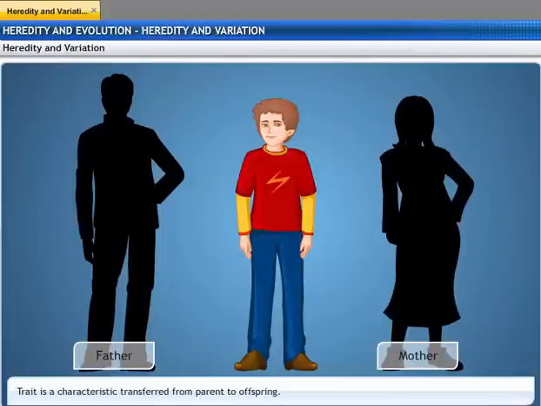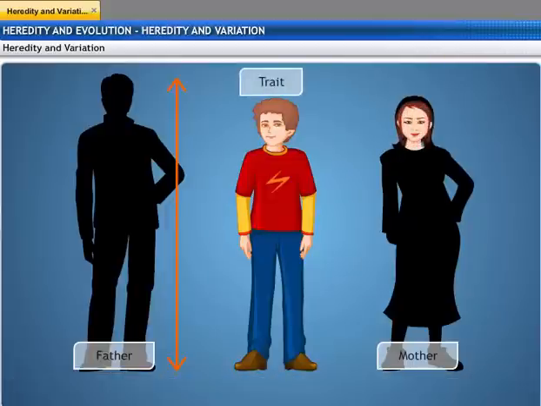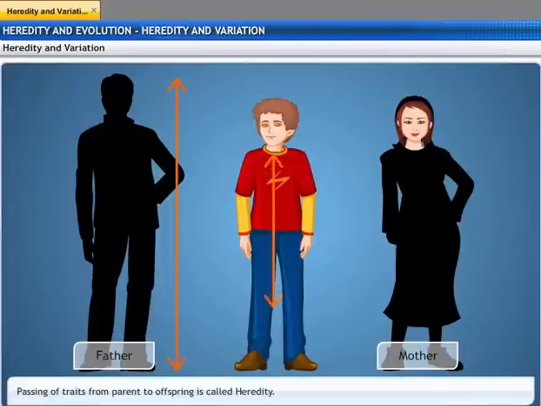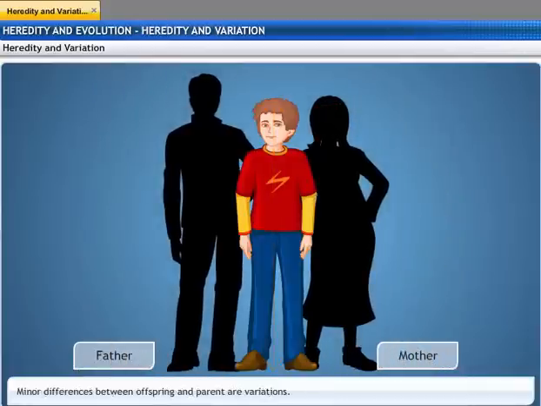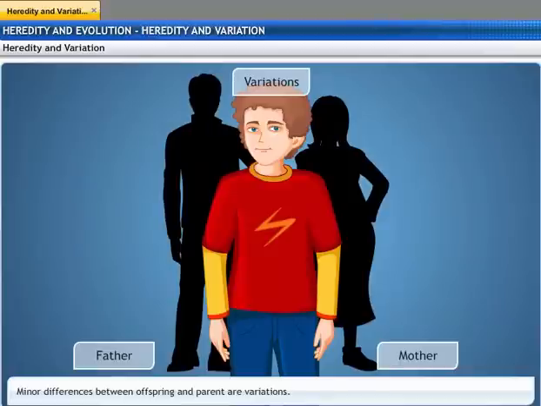Any characteristic that is transferred from parent to offspring, such as height and color, is known as a trait. As this trait is inherited from the parents, it is known as an inherited trait. This process of passing traits from parent to offspring is called heredity. Offspring are never an exact copy of their parents, as you have seen in this case. There may be some differences. Curly hair and blue eyes of the boy are the differences that are called variations.